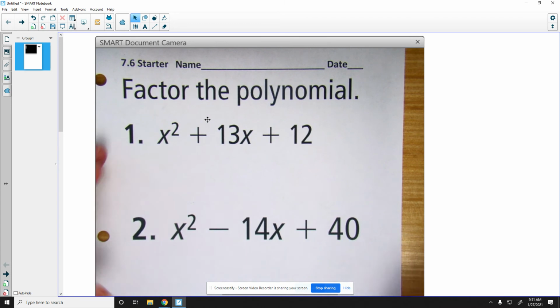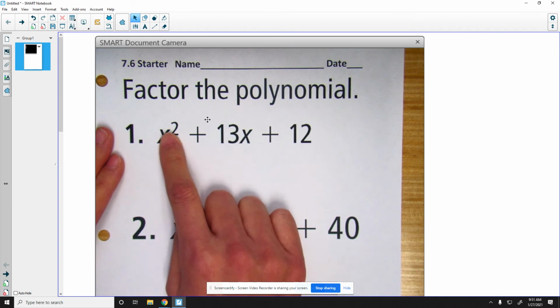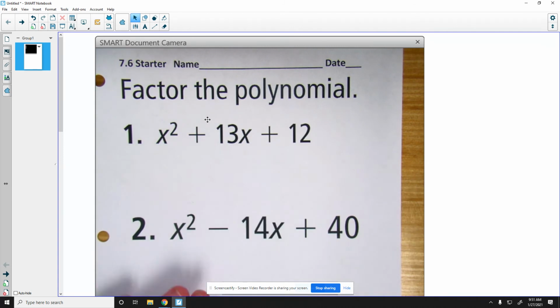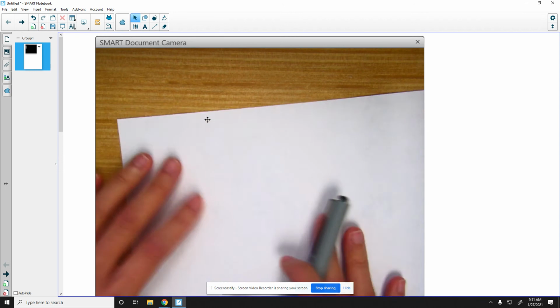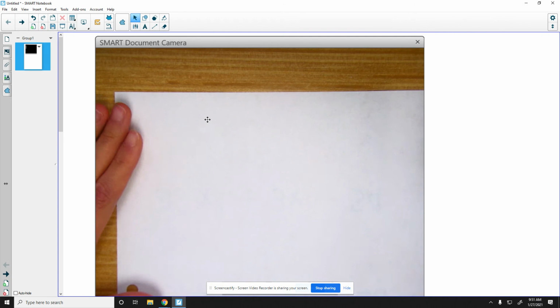Okay, so what we learned yesterday was something called factoring. Well, why are we factoring? Why does it even matter? What's the point of all of this? So let me tell you something. You don't need to write this down, but just look. You don't need to write anything down right now.